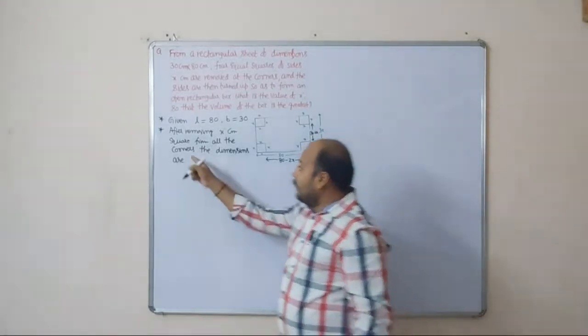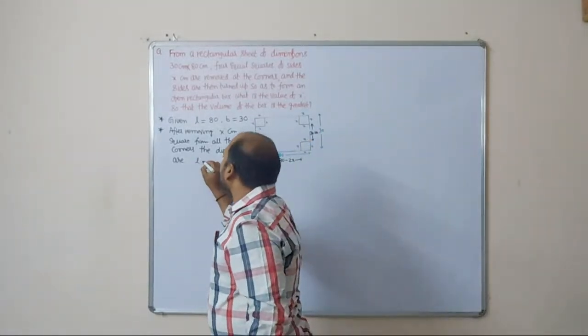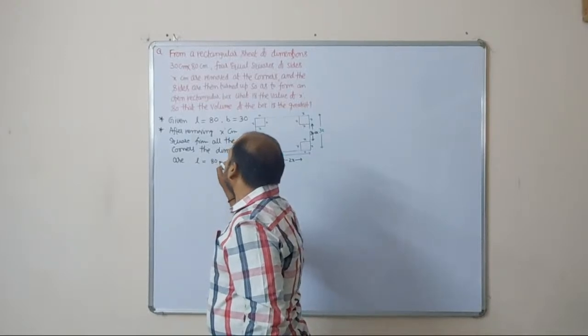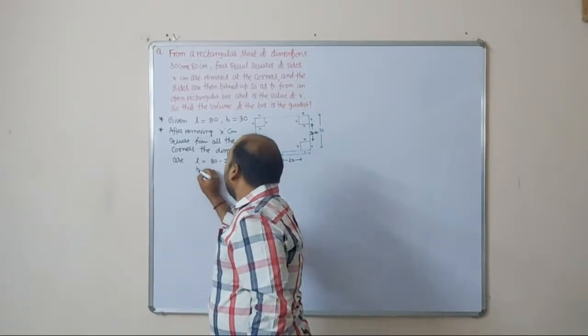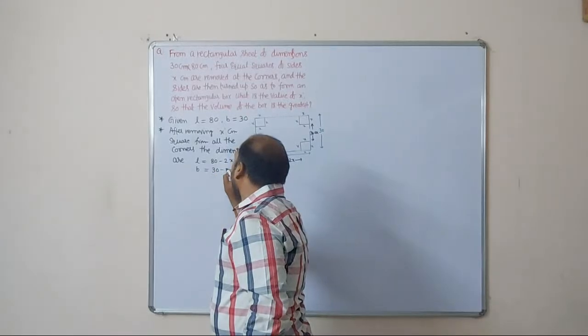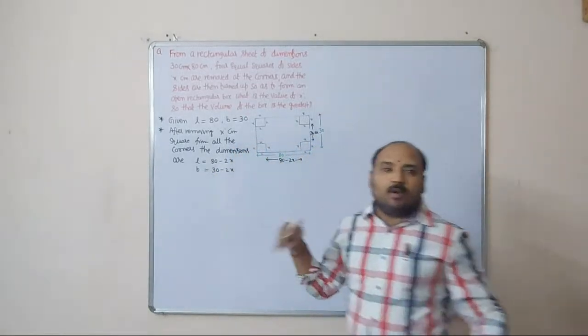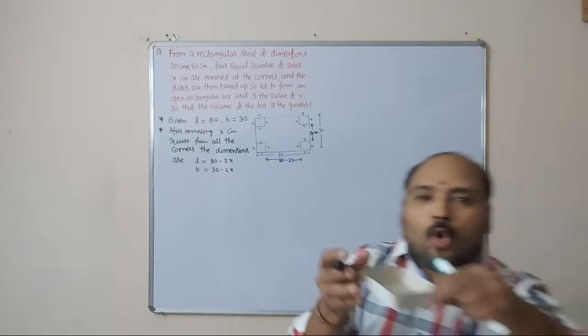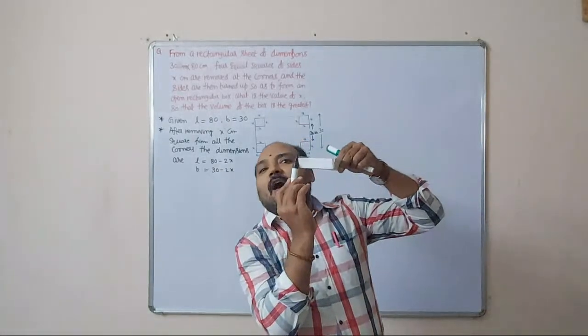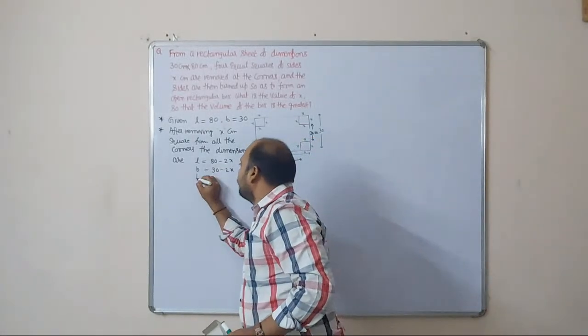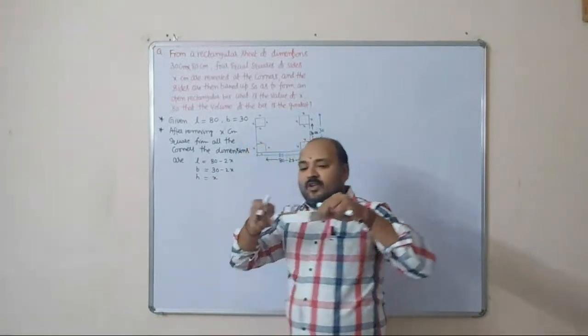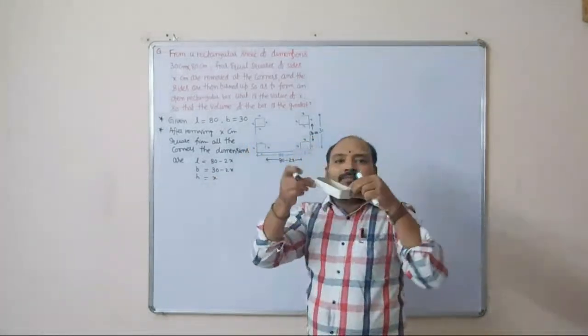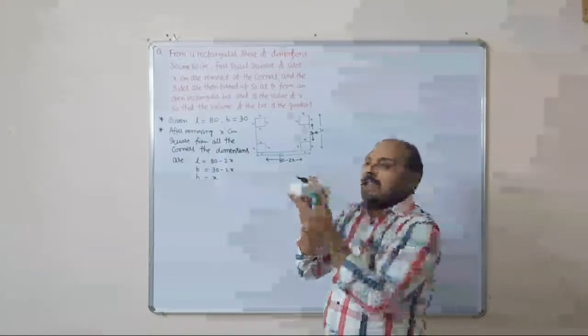So now after removing, the dimensions are: length is equal to 80 minus 2x, breadth is equal to 30 minus 2x. After that, it will be turned up into the rectangular open box. So this is the height of the rectangular open box: h is equal to x. This is x units only. So practically this is the way it will be.